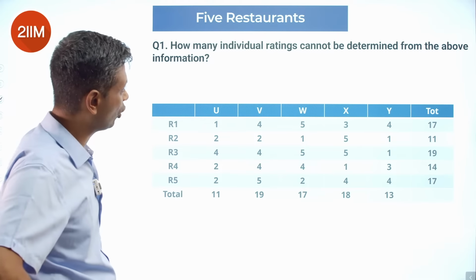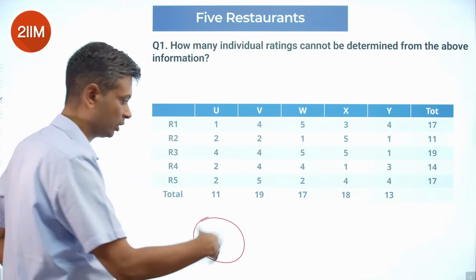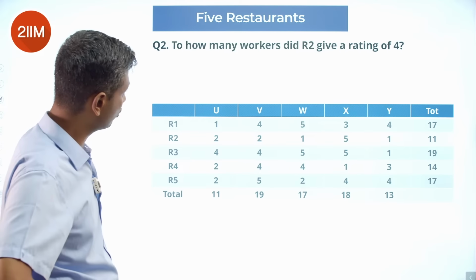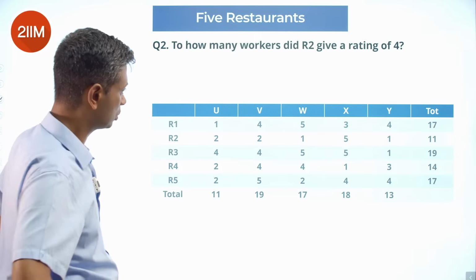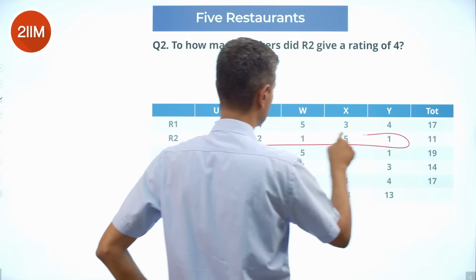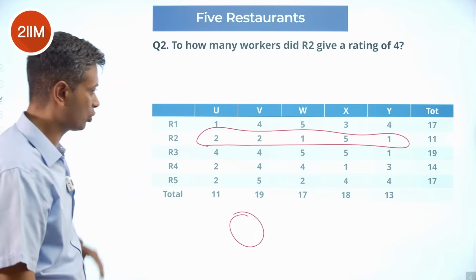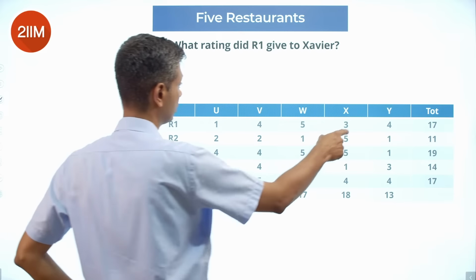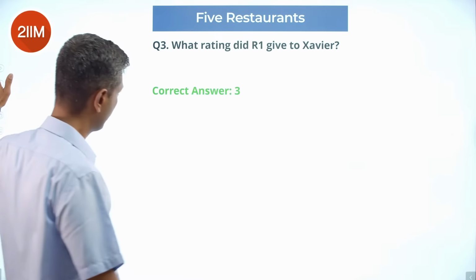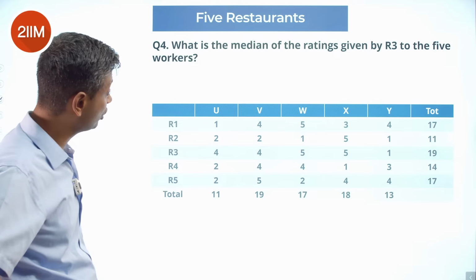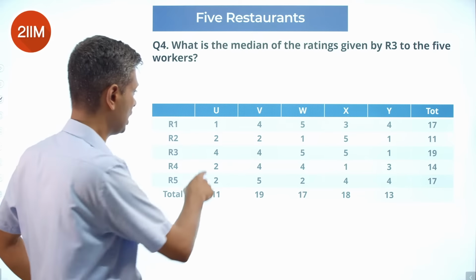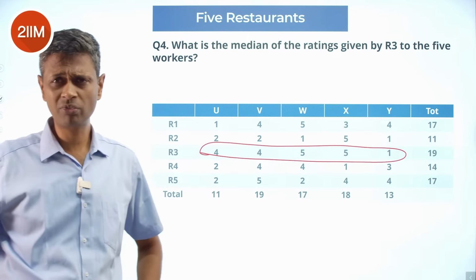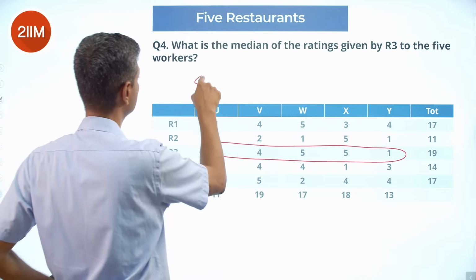How many individual ratings cannot be determined from the above formation? 0. We've got everything. Completely one grid. To how many workers did R2 give a rating of 4? R2. No 4s there. What rating did R1 give to Xavier? 3. What is the median of the ratings given by R3 to the 5 workers? R3. 14455, median is 4.